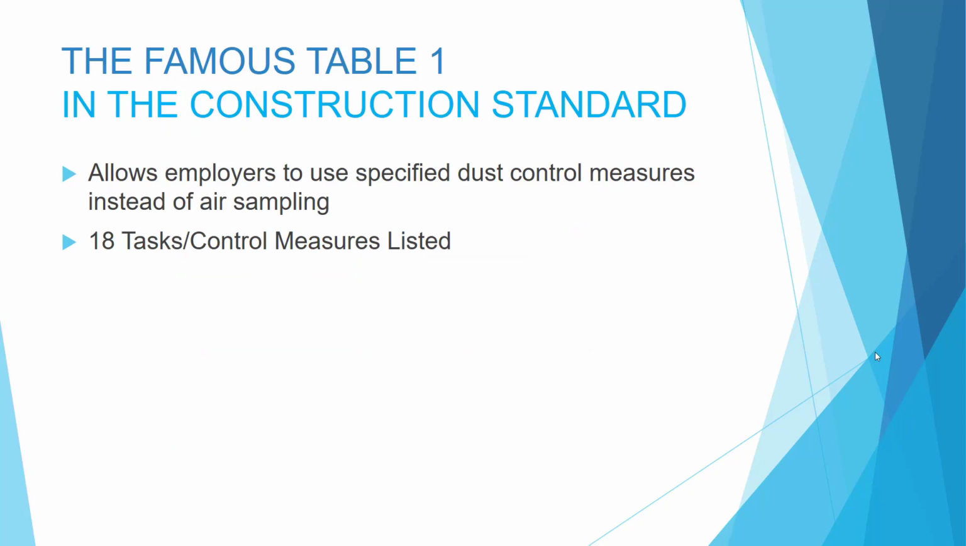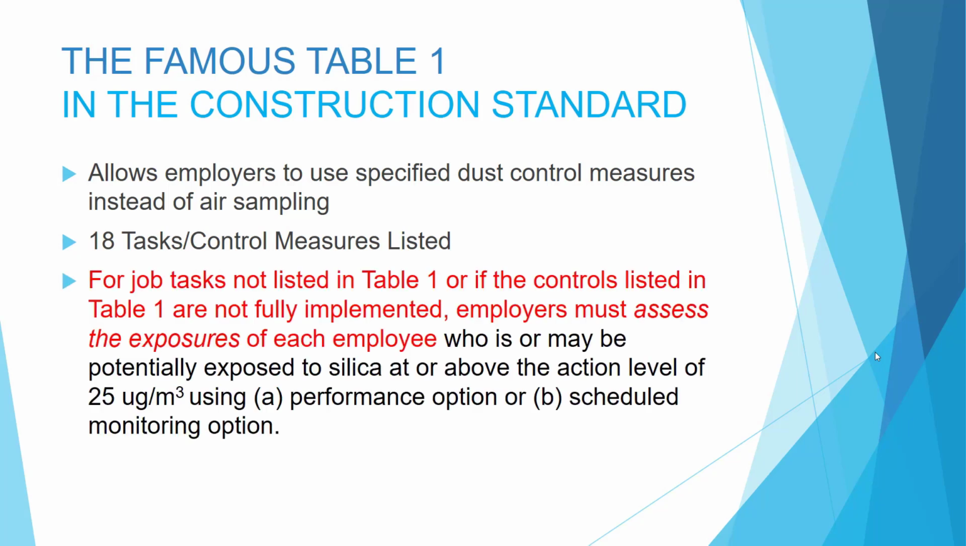If you work in the construction industry, you should be familiar with what I call the famous Table 1. Given the variable nature of construction work, this table was included into the OSHA standard as a convenient option for compliance. The good news is that employers in construction can skip air sampling if they use specified dust control measures for designated tasks. The bad news is that there are only 18 tasks or control measures listed in the standard.